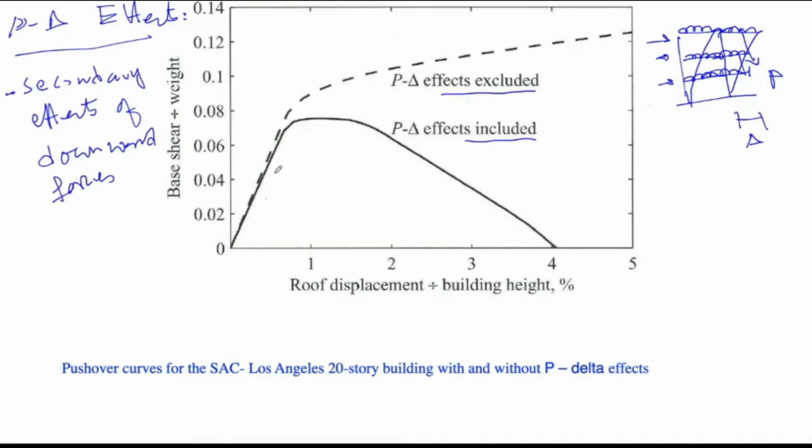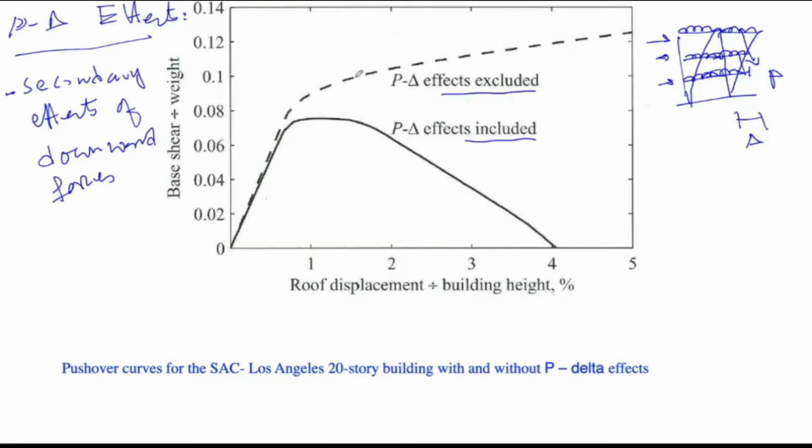But if you include P delta, you can see that the elastic, the initial stiffness is slightly affected. The strength remains constant for some displacement value, but after that it drops and gradually reaches the point where you can see almost zero strength of the structure. These are the cases where the P delta causes the collapse of the structure.